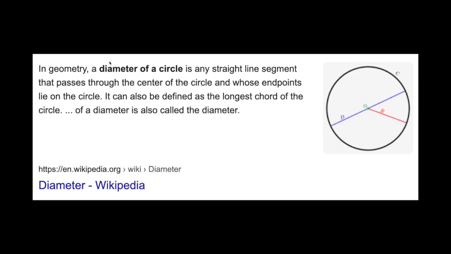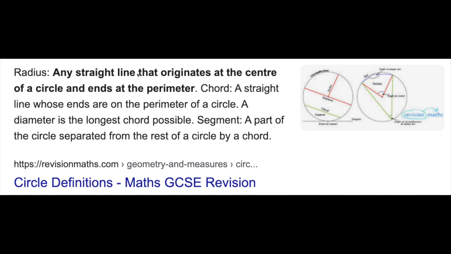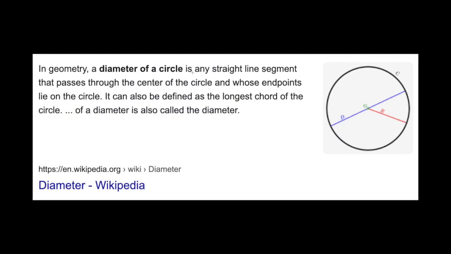In geometry, a diameter of a circle is any straight line segment that passes through the center of the circle and whose endpoints lie on the circle. It can also be defined as the longest chord of the circle. So diameter, also a straight line. So radius, any straight line. Diameter of a circle is any straight line, right? Always straight. No curves. Can't curve a radius, can't curve a diameter. They always have to be straight, whether you're dealing with a 2D circle or a 3D sphere. They have to be straight.